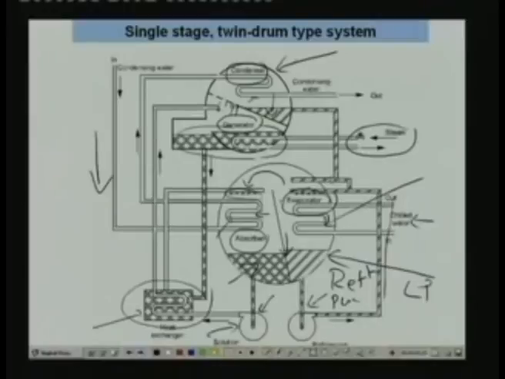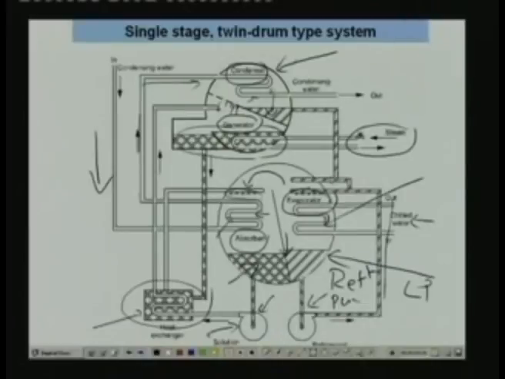One thing you can observe here is the cooling water is entering in series. The cooling water first comes to the absorber, takes the heat of absorption, and from here it goes to the condenser. So obviously condenser and absorber temperatures will be different, and the condenser will be operating at a higher temperature compared to the absorber.